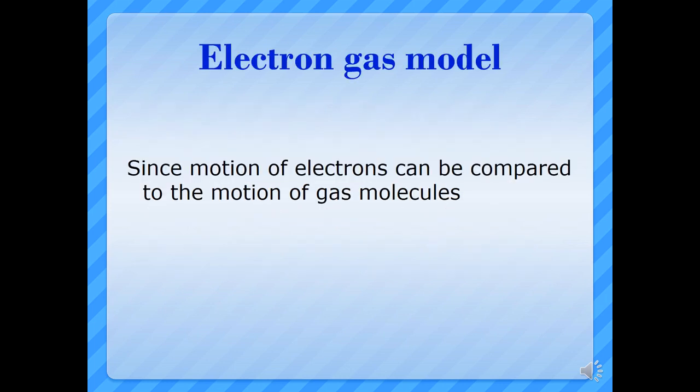This electron sea model or the free electron theory is also known by another name, that is electron gas model. This is because, as we know, there are a number of mobile electrons inside the metal lattice according to free electron theory, and these electrons are completely free to move about inside the metal lattice. So its behavior can be compared to the behavior of gas molecules. That is why it is called electron gas model.